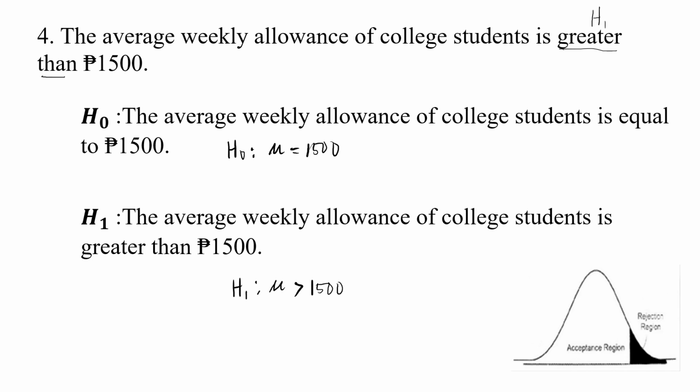So, yung ginamit na symbol is greater than, meaning that is one-tailed test or directional test. Okay? So, yung ating normal curve, yung shaded part natin dyan, is yung nandito sa right side. Okay? So, example yan ng right-tailed test. Okay?